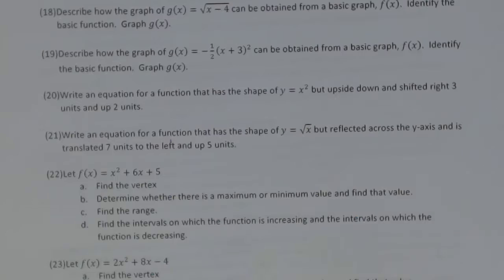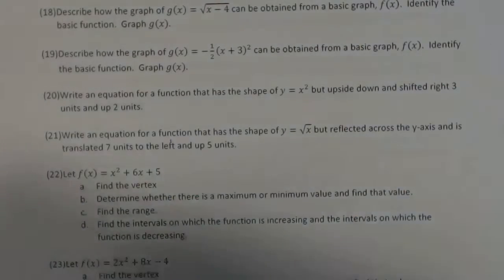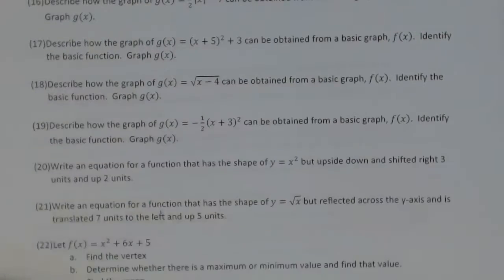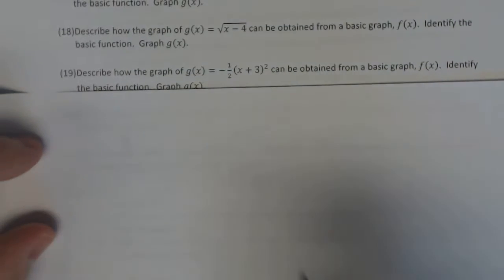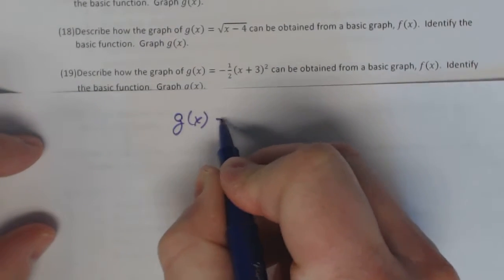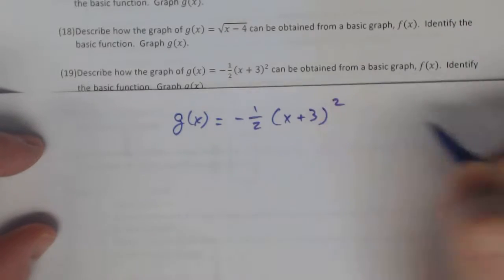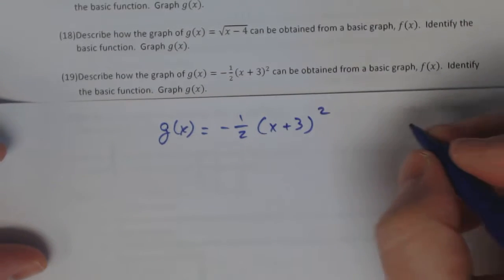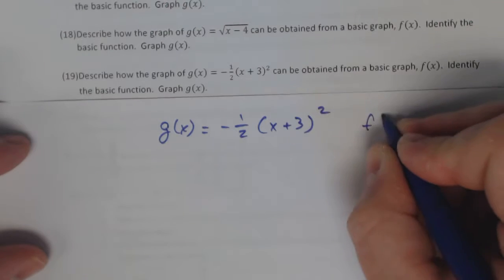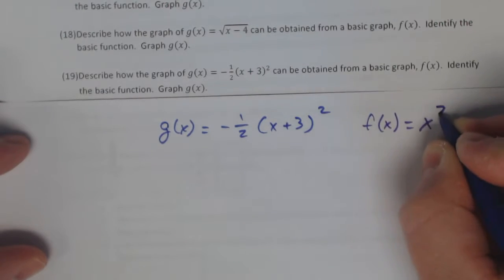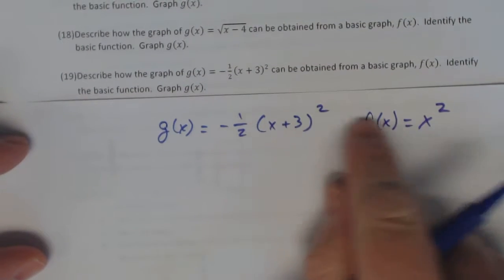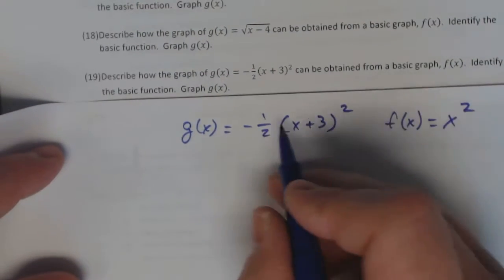And number 19, a new piece of paper. Describe how the graph of g of x equals -1/2 (x + 3) squared. Now the basic graph, f of x, would have been x squared. All right, see the power of 2, that's your basic graph then. So what does all this other stuff do?